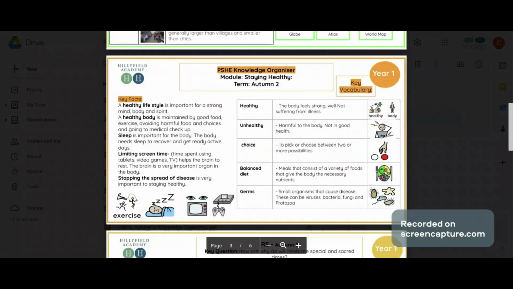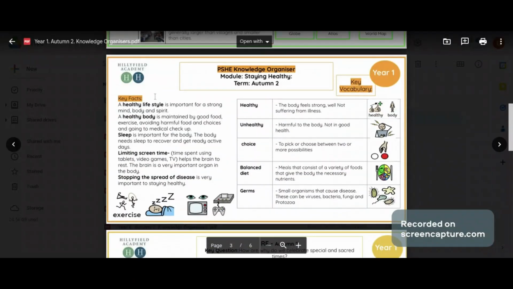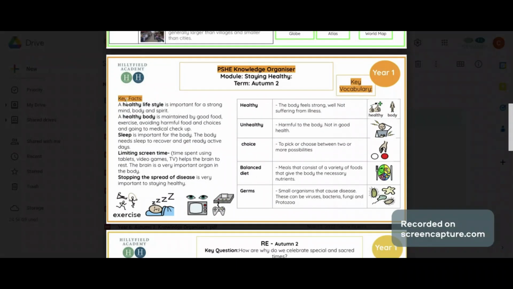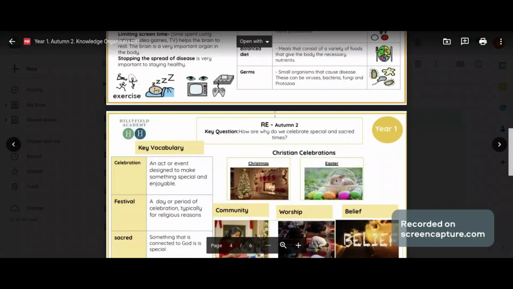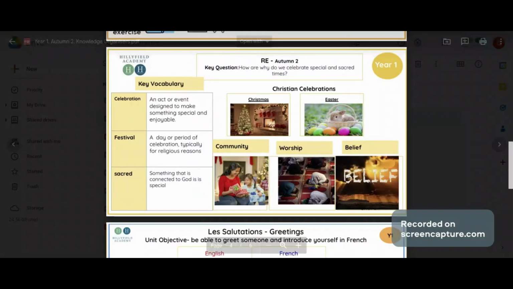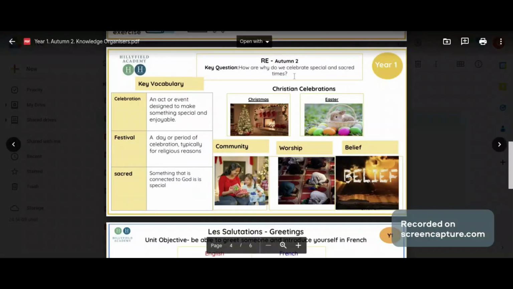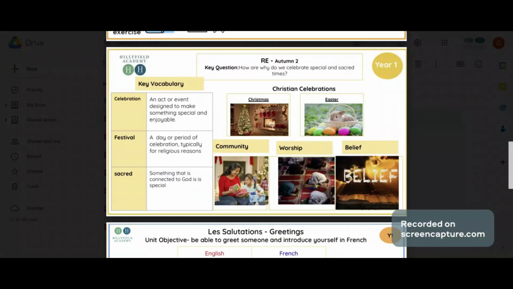PSHE, again, has that key vocabulary, and it has key facts here. The parts that are important are in bold, so they're the parts that we really want the children to take in. Going on to RE, you see similar things. It has the key question for RE: How and why do we celebrate special and sacred times? So that's something that you can extend with your children. Of course, this is a snapshot of what they will learn in RE. They will learn more, and you can extend that even further with some home learning and discussions with your children.